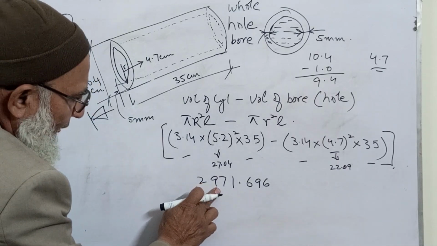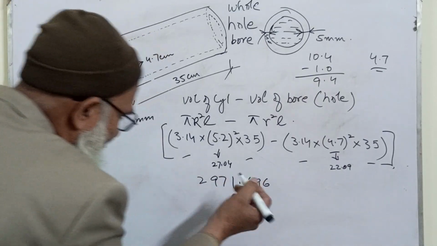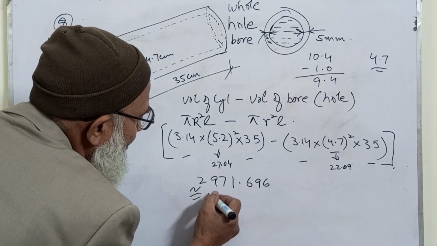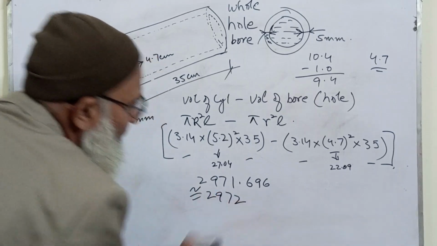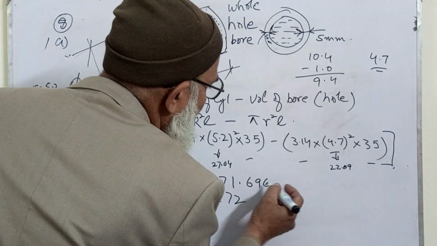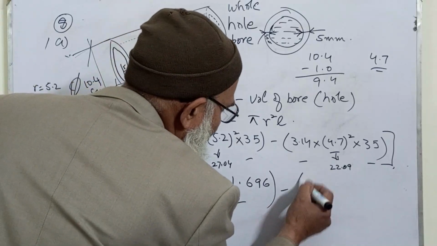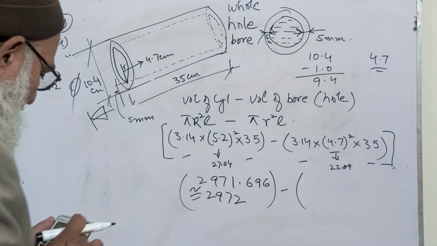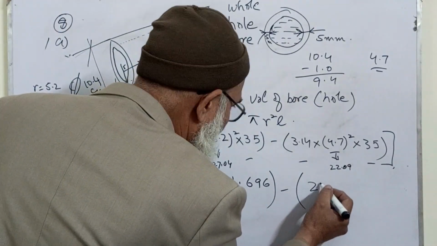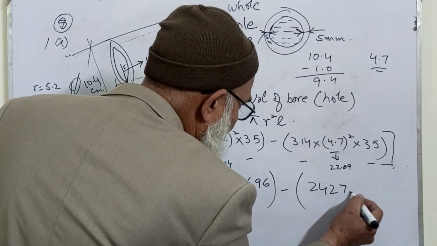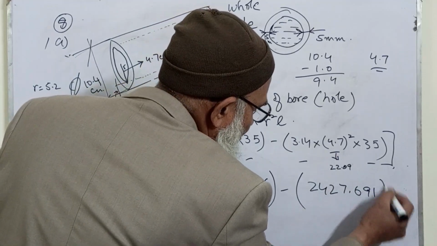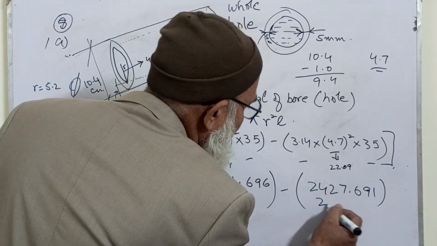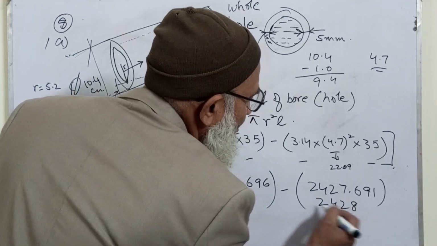Okay, 2972. I'll write it in the later stage like this. Okay, now this one. Now this is this, and there is a sign of minus between them. So this is 2427.691, and on the later stage I'll say this. Okay.